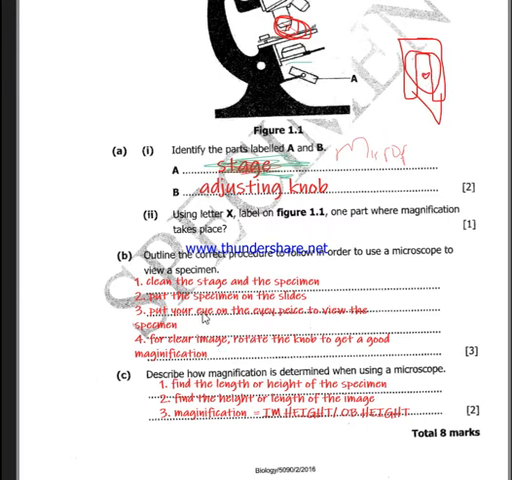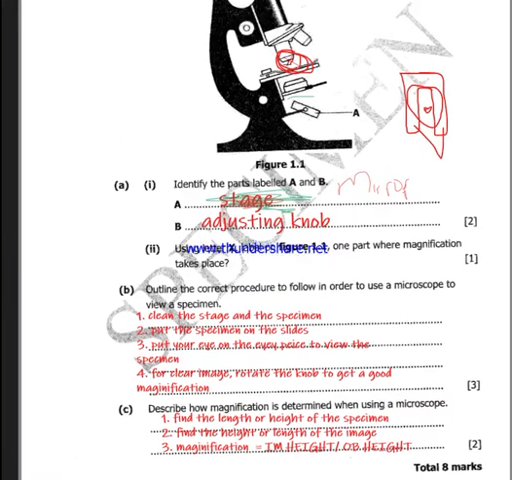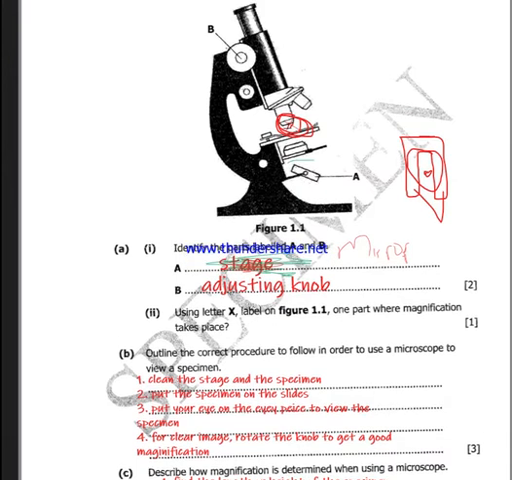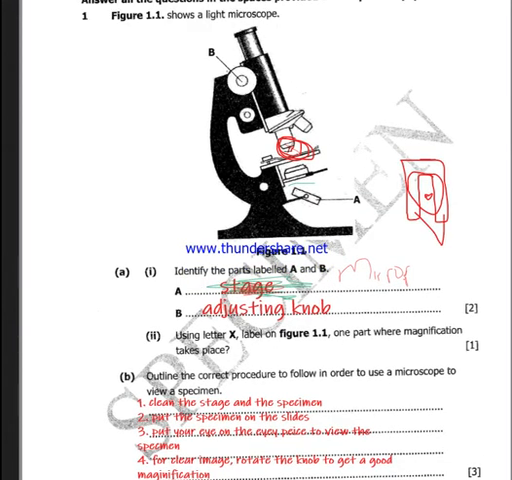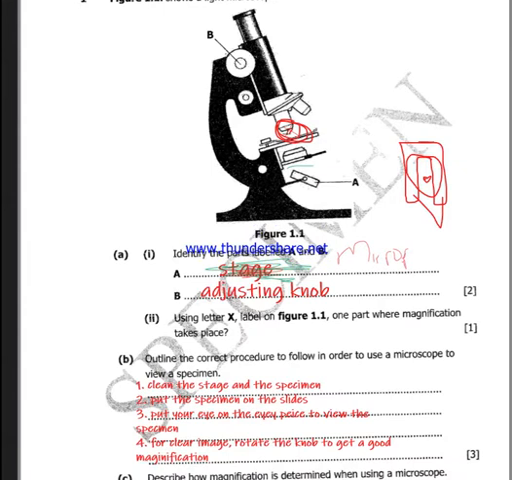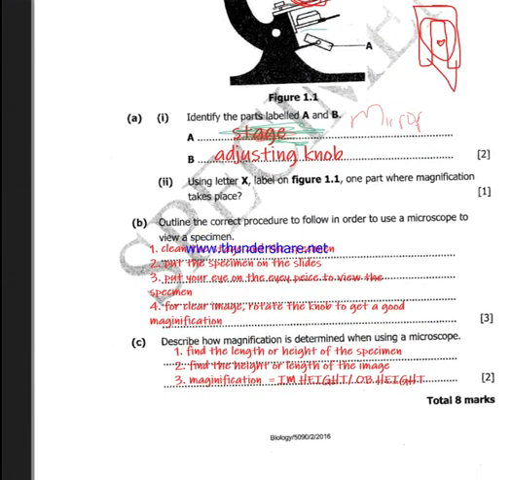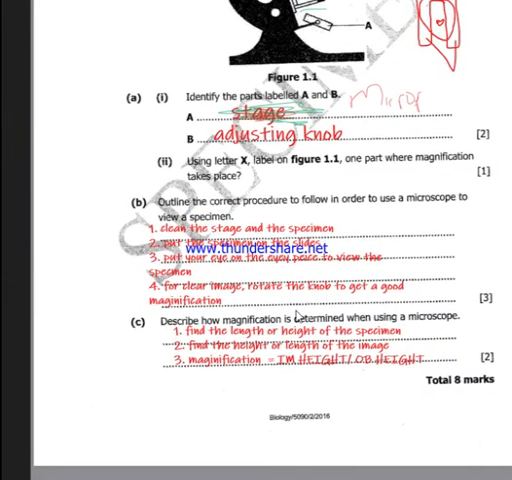Step three is put your eye on the eyepiece to view the specimen. So on top of the microscope, there is what we call an eyepiece, just here. That's where you put your eye in order to view the specimen properly. For a clear image, you need to rotate the adjusting knob in order to get a good magnification. That was in point number four.